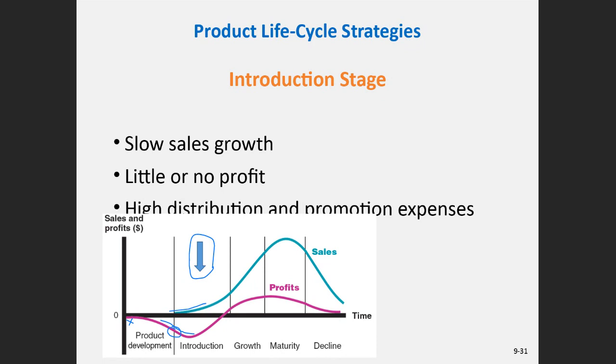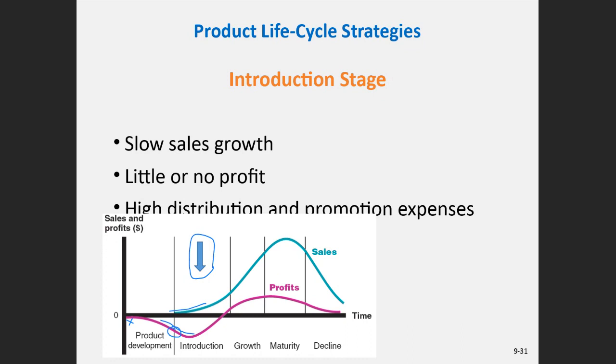All right. So in the introduction stage, as the slide says, you have slow sales growth. Obviously, it's a new product. Little or no profit. Why is that? Because our sales are low, and we're spending a lot of money on advertising, right, to raise some awareness of the product. You know, we use advertising to remind, inform, and persuade. So we're spending a lot of money on that, and low sales, and we have to get it out into the distribution channels. So we've got to ship it.